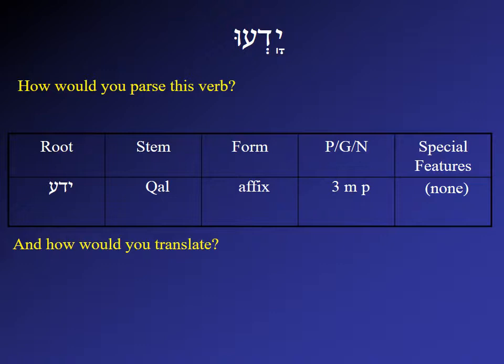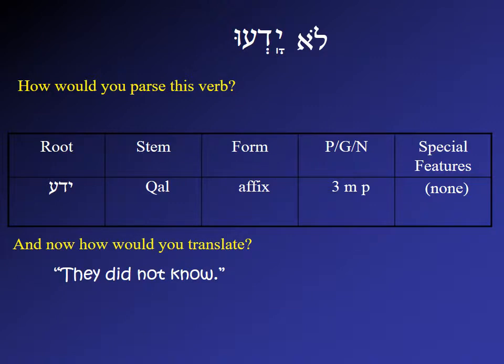So the translation, they knew. Now our form is not simply yad'u, but we also have lo. So lo yad'u. How do you translate now? They did not know. Now our phrase is v'hem lo yad'u.